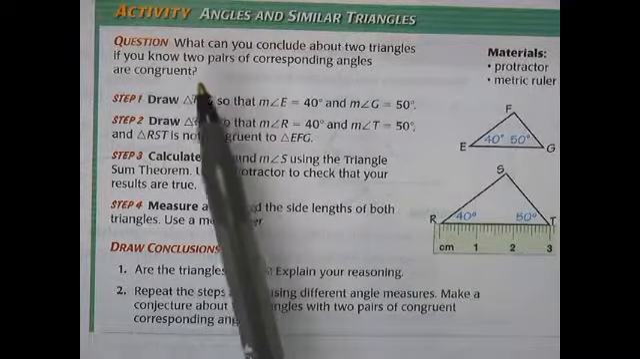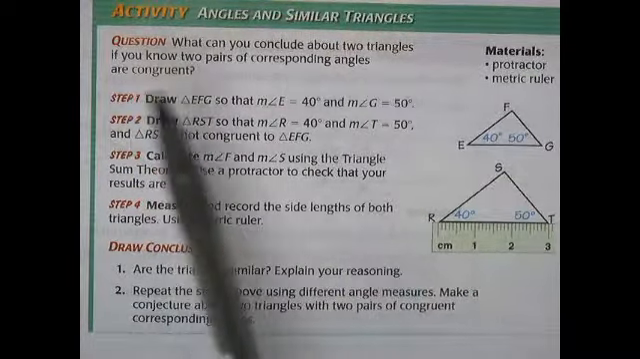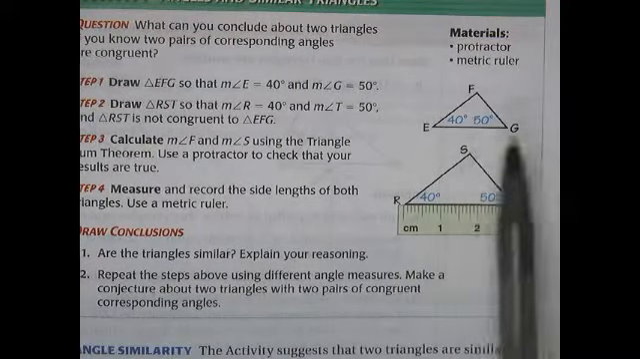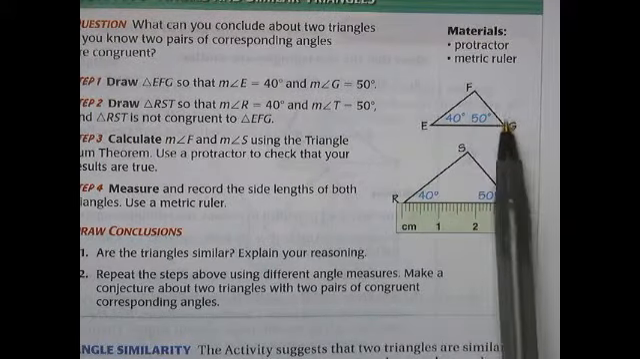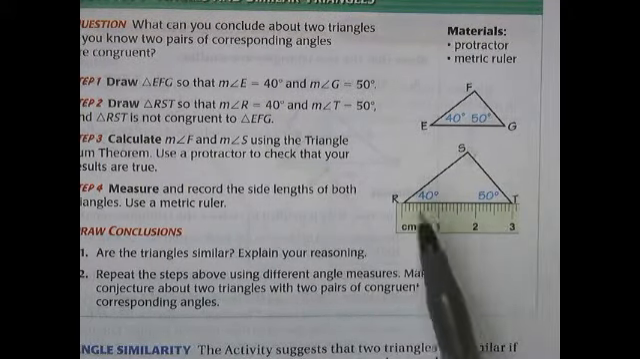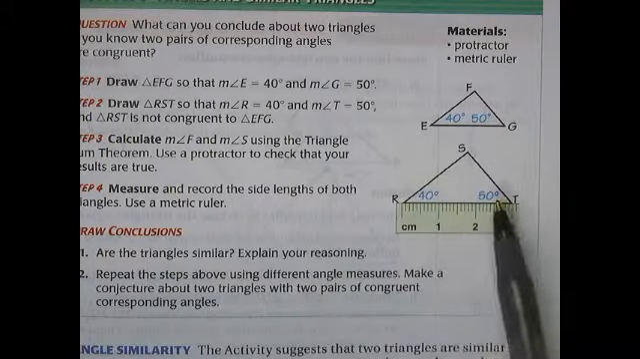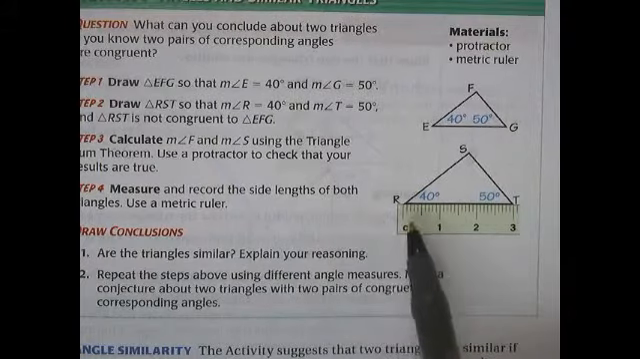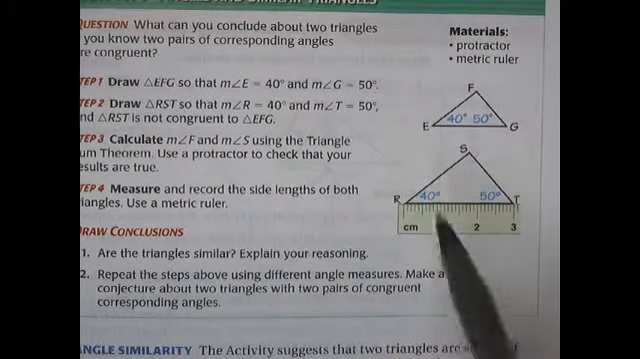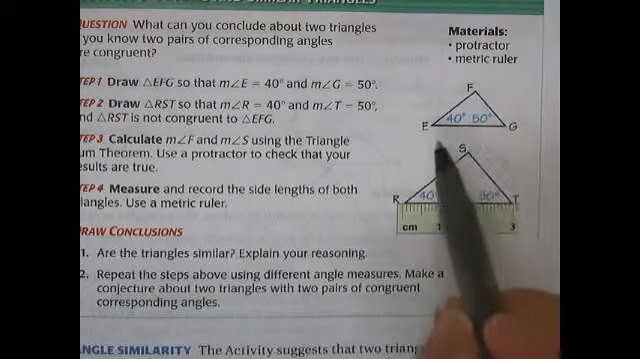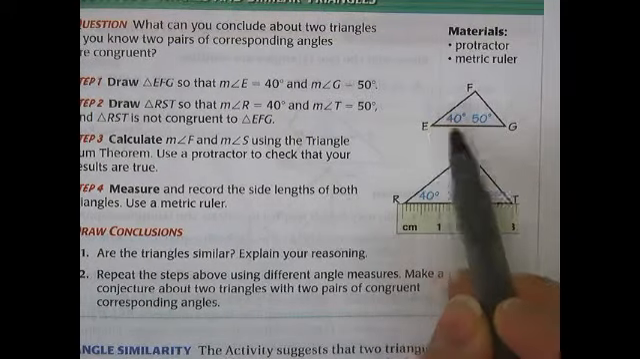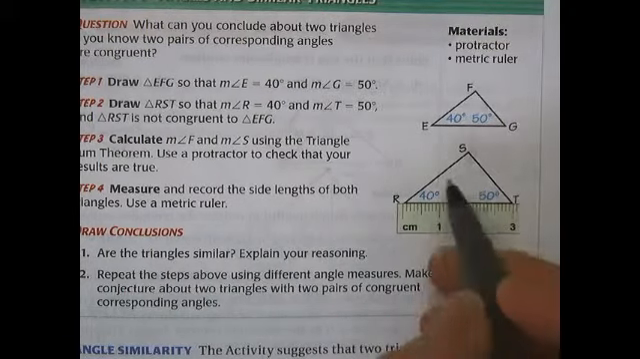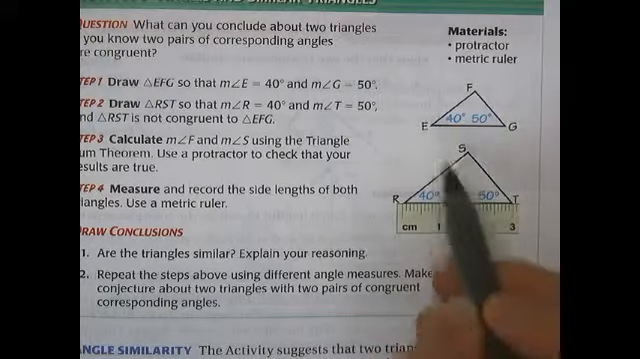Basically what they want you to do is to ask, what can you conclude about two triangles if you know two pairs of corresponding angles are congruent? So just by looking at this example, they tell you to draw EFG, with E being 40 degrees, G being 50, and then to draw RST with the same angle criteria there. But you guys know from the constructions we've done in class and your prior knowledge that you would be able to create both of these scenarios with the base leg of EG being longer than RT.